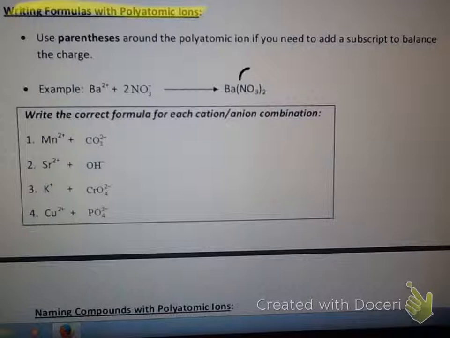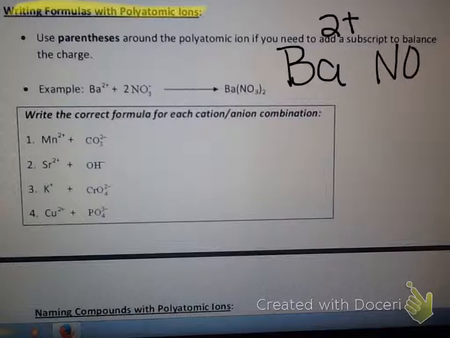So if you have multiple ions, when you're balancing your ionic structure, you're going to need to use parentheses. What do I mean by this? For example, in this example, we take barium. Barium is a cation. It's got a +2 charge. And if we react barium with nitrate, nitrate is NO3 -1.